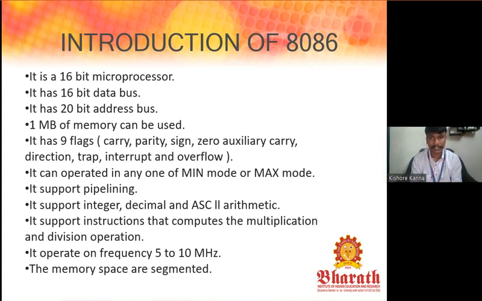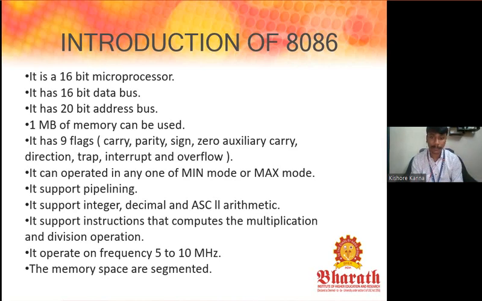For 8086, it is an easy task to perform arithmetic, decimal and integer processing, and it supports instructions. An instruction is a command provided to the microprocessor from the microcontroller. The supported instruction communicates to process arithmetic functions like multiplication and division operations.